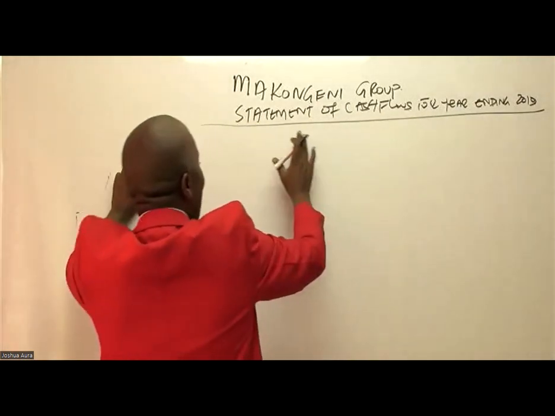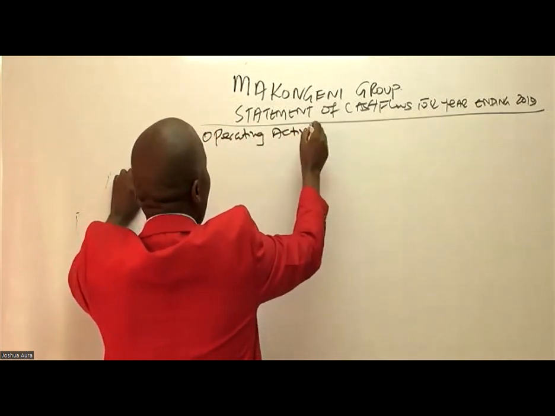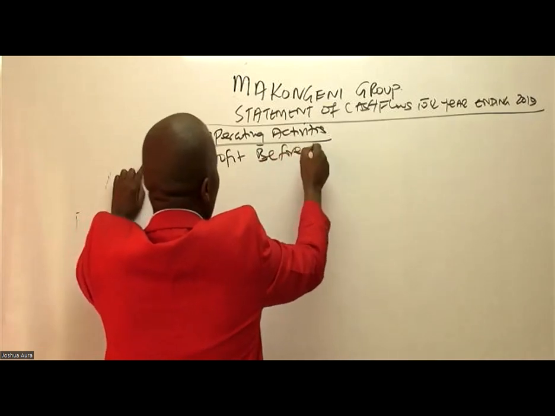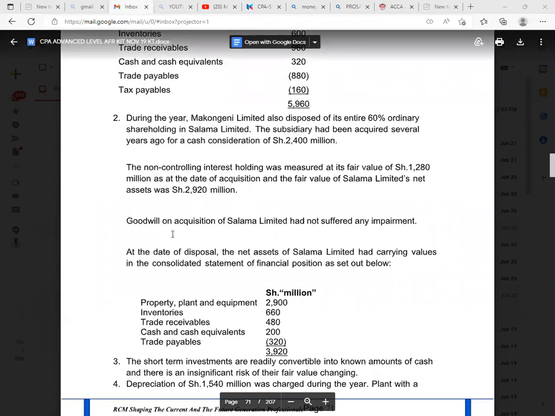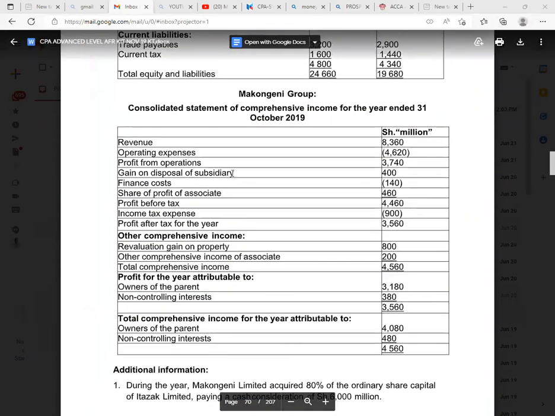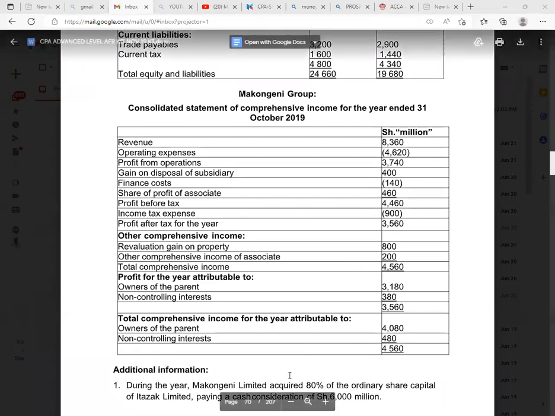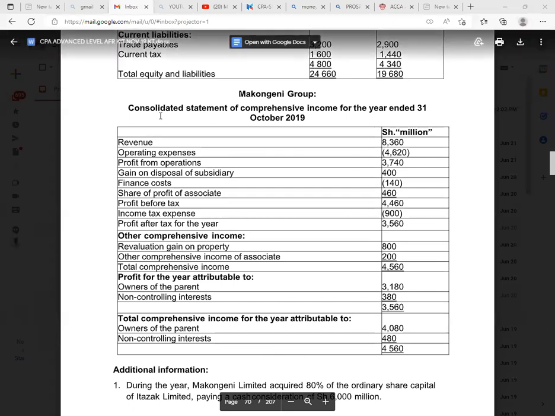It's the indirect method. When it's the indirect method, we know how to get started. So we have here the operating activities. Operating activities, what do we have, my friends? We start with profit before tax. Are you able to see the profit before tax? Go back to the income statement. Profit before tax. What figure am I seeing here? Is it 4460? Profit before tax, 4460, isn't it? Thank you very much, 4460.